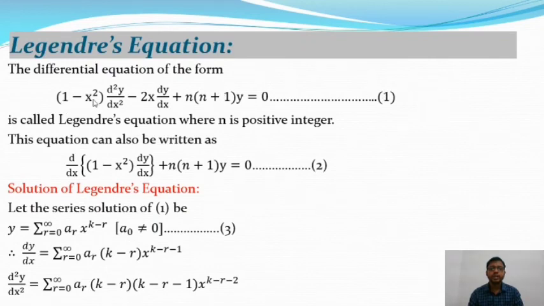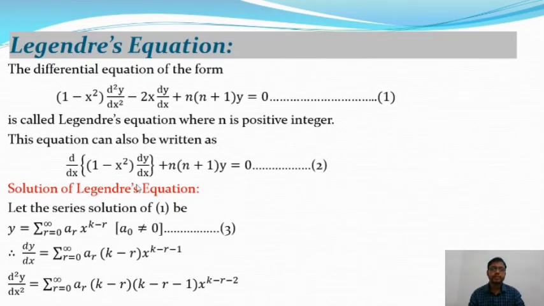Or this equation can also be written as d/dx of (1 minus x squared) dy/dx plus n(n plus 1) y equal to 0, since the first two terms can be written this way, and we can write it as equation number 2. So equation number 1 or equation number 2 is called the Legendre equation, where n is any positive integer. Now we will move on to the solution of the Legendre equation.